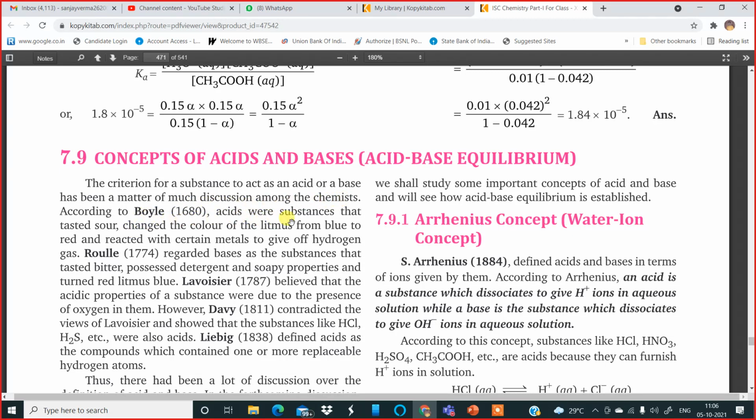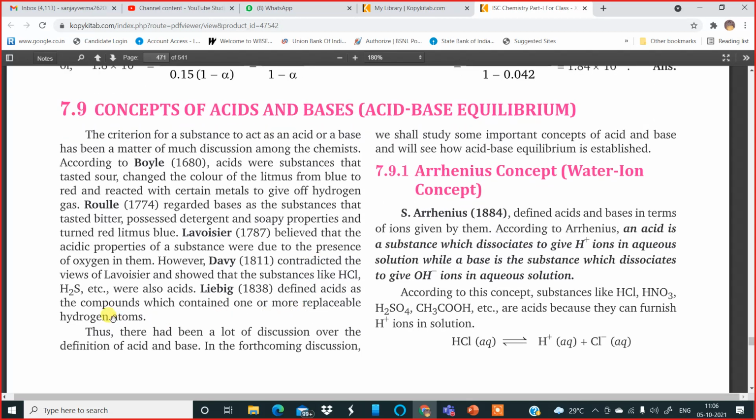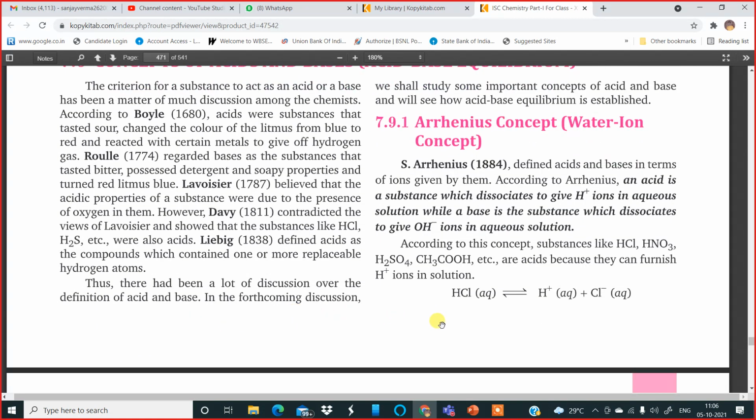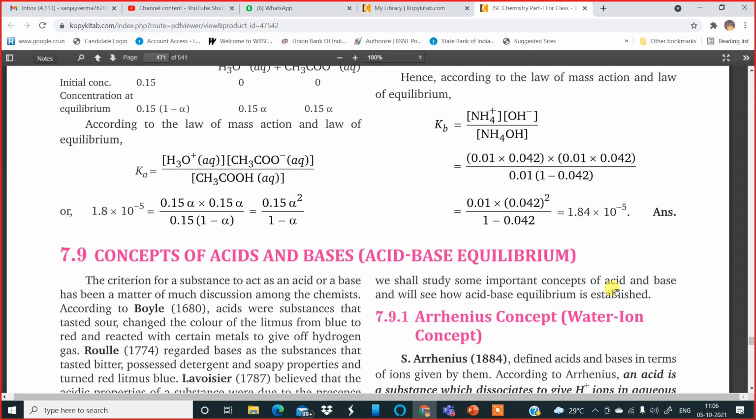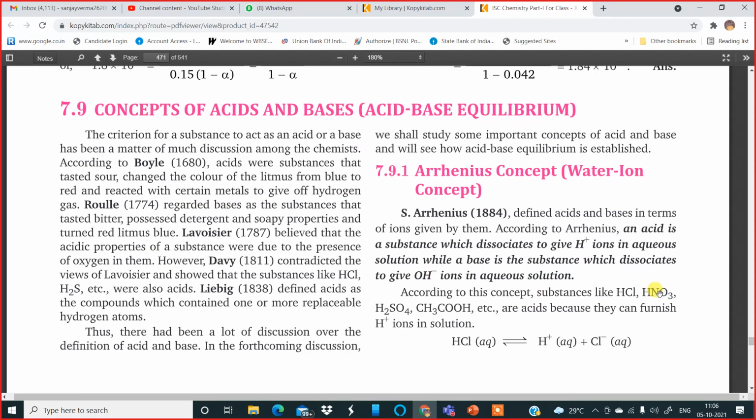Boyle told something, and Rolle told something. Lavoisier came up with something. Davy also came up with something. And Liebig later on defined acids as compounds which contain one or more replaceable hydrogen ions. Thus, there has been a lot of discussion over the definition of acid and base. In the forthcoming session, we will talk about the Arrhenius concept. We shall study the important concept of acid and base based on the acid-base equilibrium whenever it is established. Today we believe and follow Arrhenius, which is also called the protonic concept. Sometimes we refer to it as the Arrhenius concept or water ion concept.